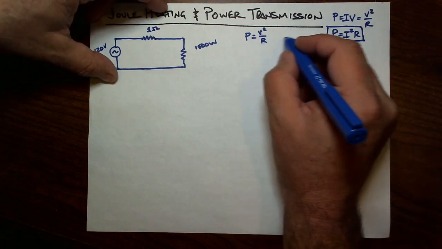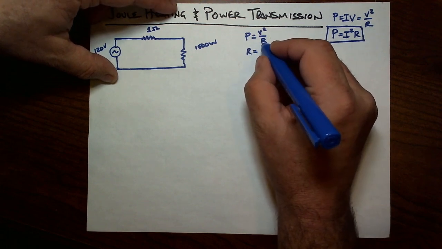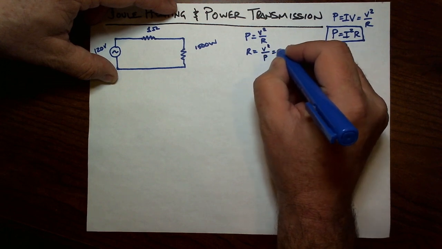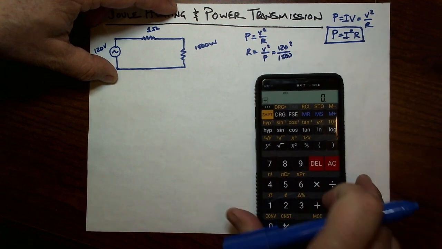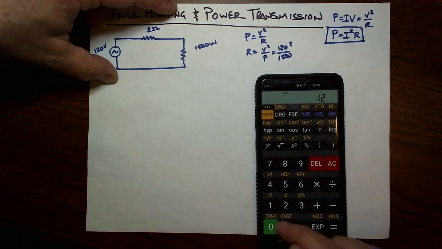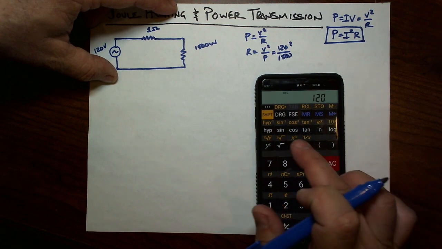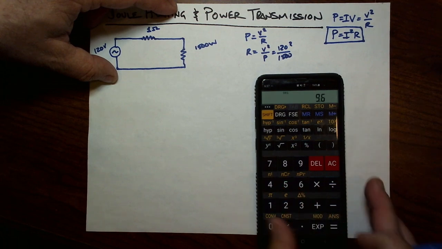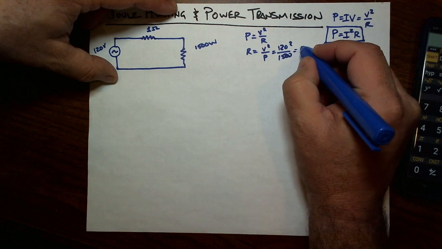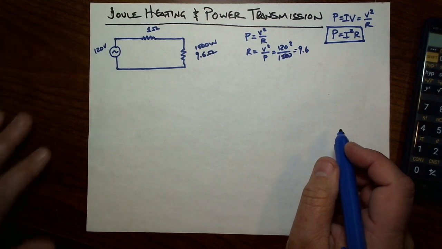So let's find the resistance. That means that the resistance of my hair dryer is going to be voltage squared over power, 120 squared over 1500, and we'll get the old handy dandy calculator out here. 120 squared divided by 1500. Okay, that was really unexpected. 9.6. So the resistance of my appliance here is 9.6 ohms.